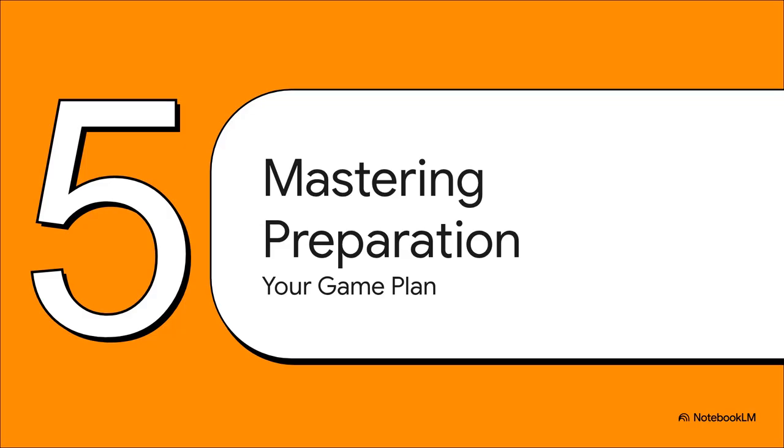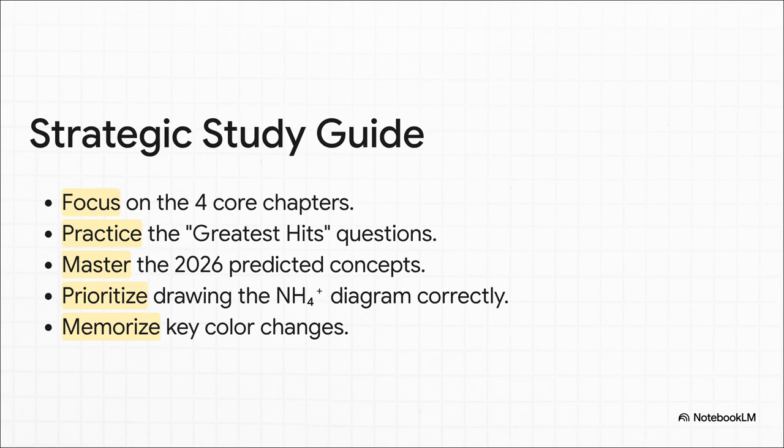Okay, so you have the blueprint, you have the forecast. The question is, how do you use this information to absolutely master your preparation and walk into that exam feeling totally in control? It really just boils down to this simple strategic guide. First, you have to focus your energy on those 4 core chapters. Don't spread yourself too thin. Then, practice those greatest hits questions we talked about until you can answer them without even thinking. Make sure you really master the concepts we've predicted for 2026. And I mean really prioritize getting that ammonium ion diagram perfect. And of course, memorize those key color changes.